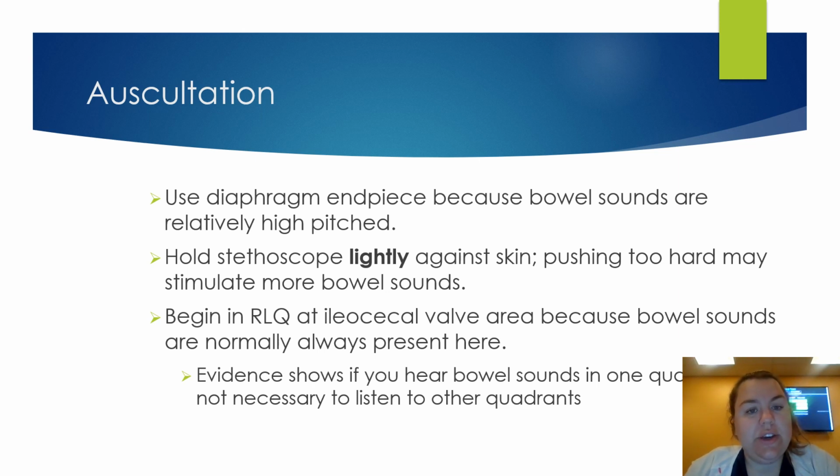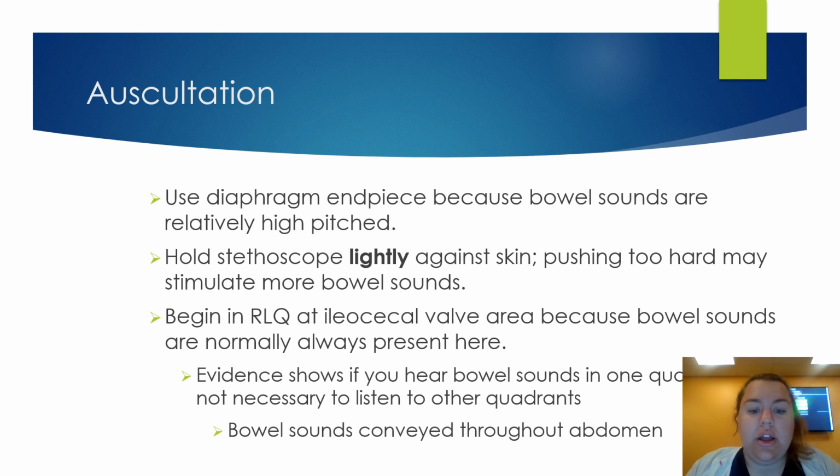Evidence shows that if you hear bowel sounds in one quadrant, you don't need to listen to the rest, but I want you guys to practice going in that clockwise formation. Start in the right lower quadrant, right upper, left upper, left lower, because you're going to be inspecting, auscultating, percussing, and palpating in this formation. Now, they could sound different, yes, but if you hear bowel sounds in the right lower quadrant and they're normal active, then chart normal active. So bowel sounds are conveyed throughout the abdomen. Again, start in the right lower quadrant and work in a clockwise formation.